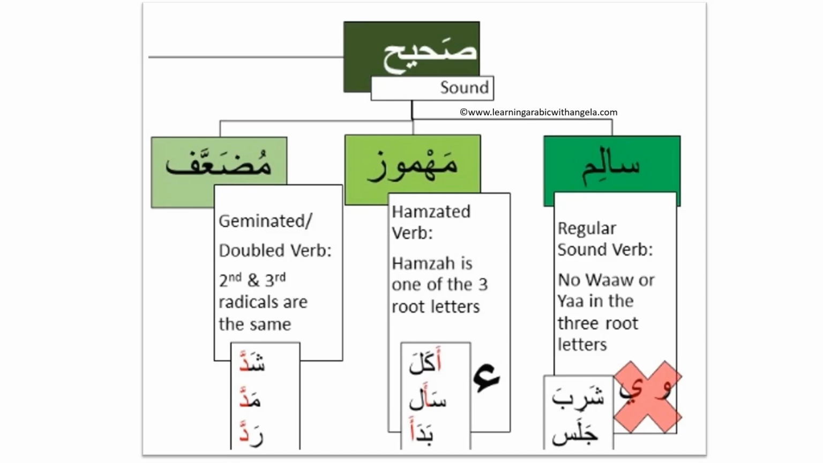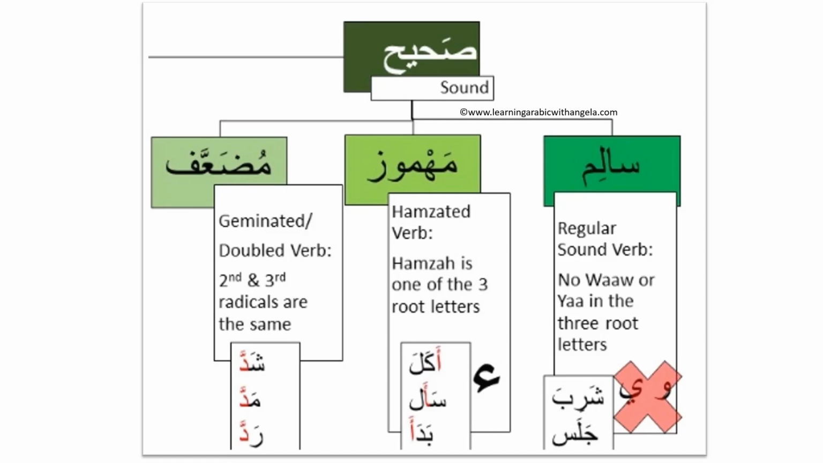of the three root letters, and that could be at the beginning, such as akala. You can see the hamza is the first letter, or in the middle, such as sa'ala, verb to ask, and at the end, such as bada'a, verb to start. Note that the hamza is never considered a vowel, so we call this verb a hamzated verb.